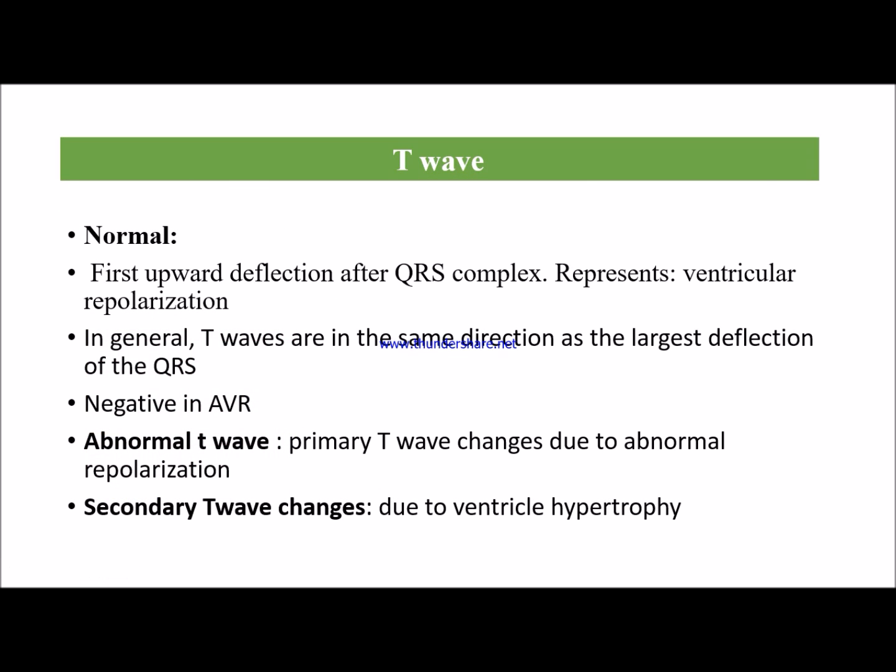Let's say something about the T wave. The normal T wave is an upward deflection after the QRS complex. It represents the ventricular repolarization. In general, the T wave is in the same direction as the larger deflection of the QRS. It's only negative in aVR. If there is an abnormal T wave, primary T wave changes are due to a repolarization problem. Secondary T wave changes are due to hypertrophy.